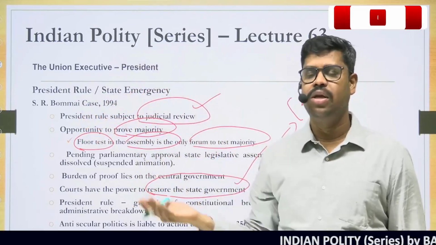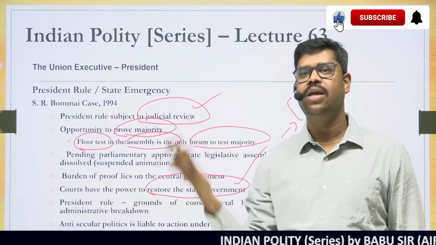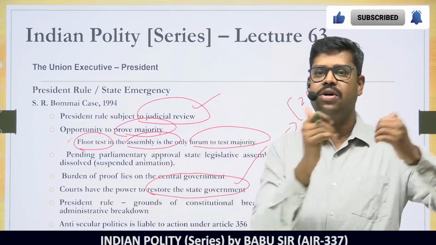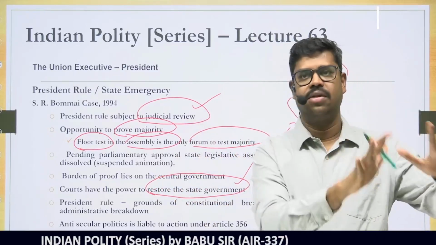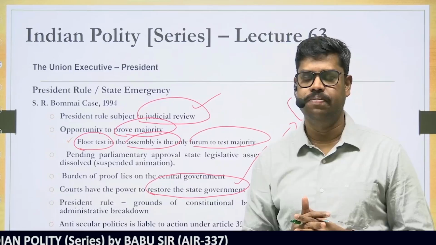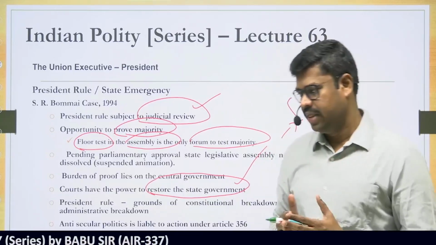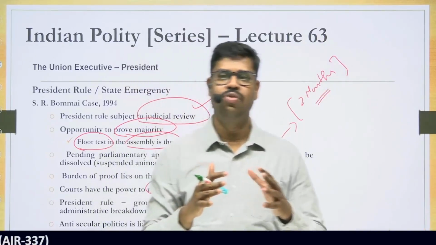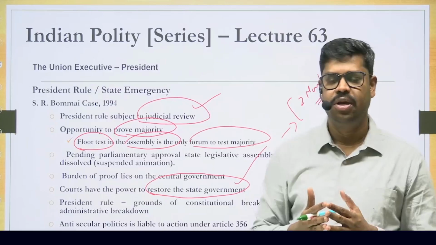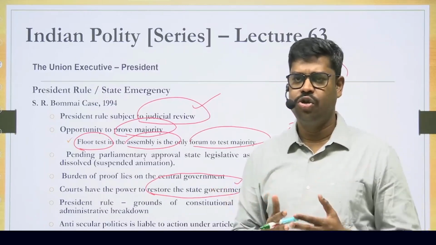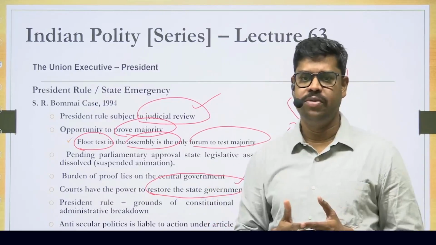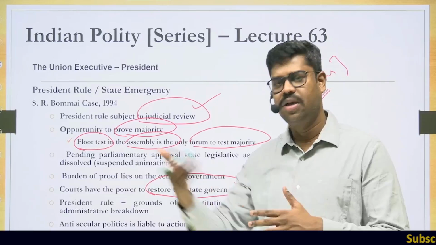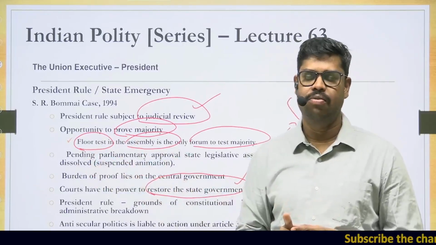But this is not the only ground on which the president rule can be imposed. It can be on any grounds where there is a constitutional breakdown. But if the constitutional breakdown is because of no majority, then an opportunity has to be given to prove the majority. But suppose the state government has failed to maintain law and order, or has engaged in anti-secular policies, that can also be considered a constitutional breakdown. In this case, there is no need to prove the majority, because the ground is not that they do not have the majority. They have the majority, but there are other unconstitutional things done by the government.